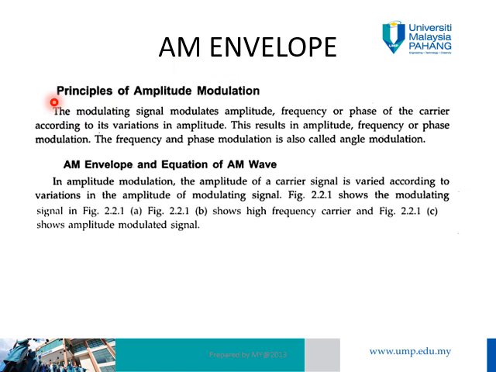AM envelope. Principle of amplitude modulation: the modulating signal modulates the amplitude, frequency or phase of the carrier according to its variation in amplitude. This results in amplitude, frequency or phase modulation. Frequency and phase modulation are also called angular modulation. Next, the AM envelope and the equation of the AM wave. So now we will see further. We will discuss the theoretical equation, how the AM modulation process is expressed mathematically.